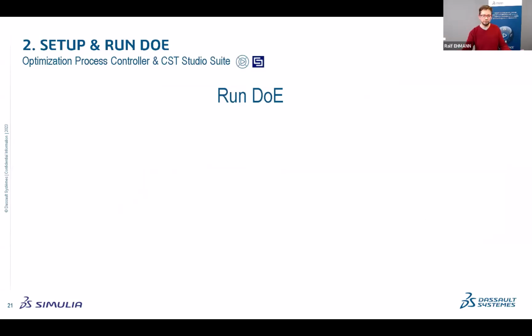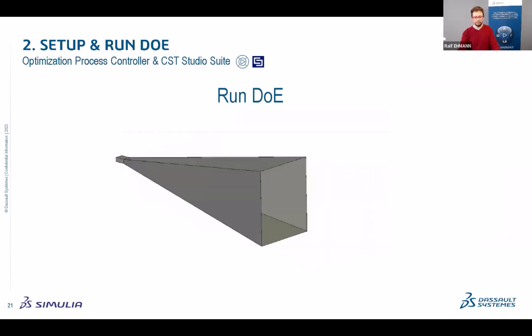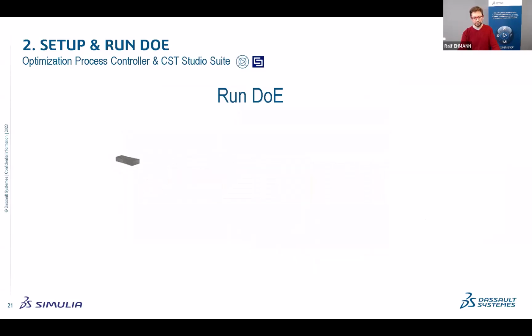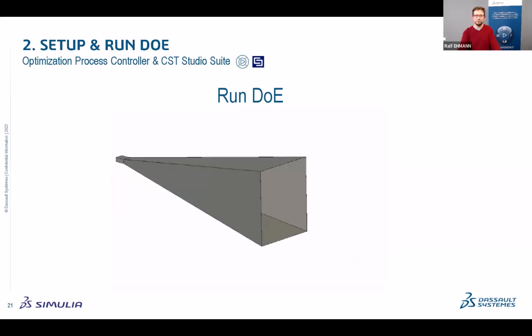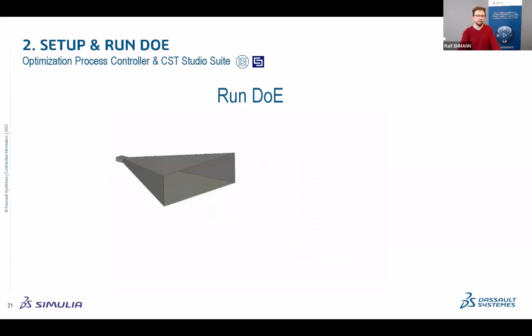Then, when the DOE is run, basically that's supposed to be a GIF, which is not working. Oh, there it goes. Okay. So basically, it goes through all the variations where the 3 parameters are varied, and after each one, a CST simulation is run. The outputs are captured and saved, which will then be used to review the data in the next step.